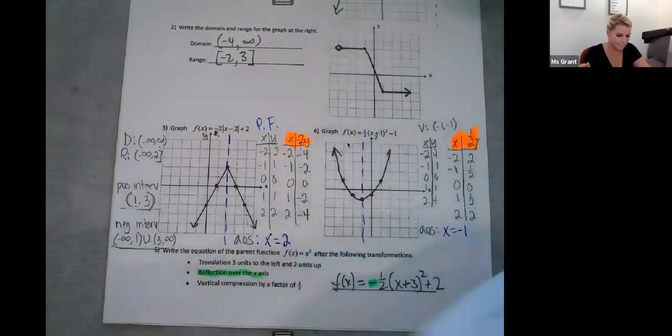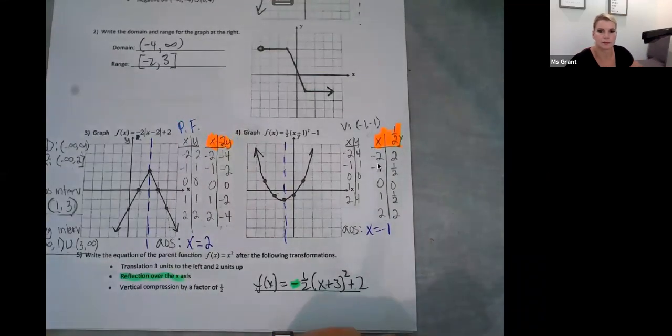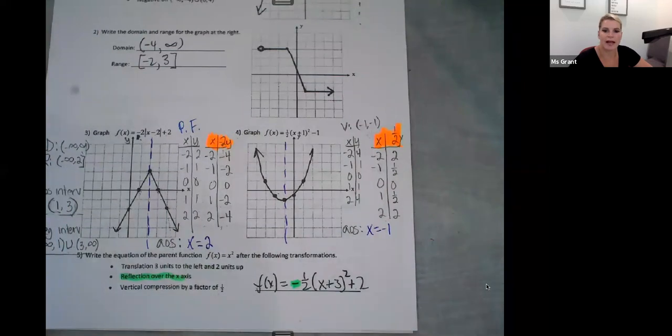Number 4, go ahead and look at what I did with the 1/2. I highlighted it in orange because that's my new table of values, parabola.